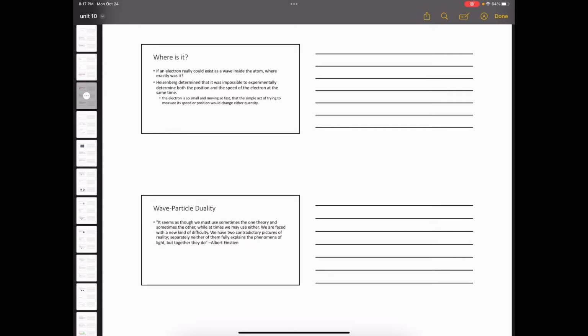If you're trying to measure the position of an electron, by the time you measure the position, the electron has traveled so far and at such speed that the speed cannot be determined accurately at that moment. And if you're trying to determine the speed of the electron, the position cannot be determined at that moment. So you can determine either one, but they have to be separately measured or experimentally determined.